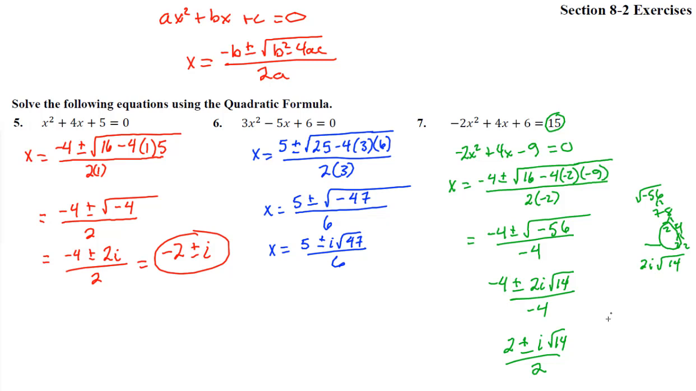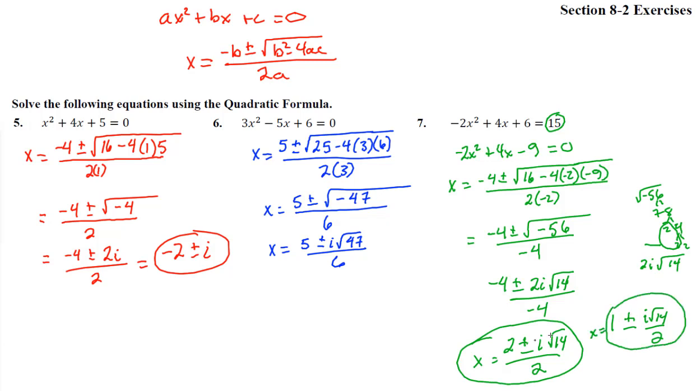And notice we could break this up into 2 over 2 plus or minus i square root of 14 over 2. Either one of these would have been sufficient and accurate ways of writing the answers. So double check that you understand that these two actually are the same, and that factoring a negative 2 just changed the plus to a minus and a minus to a plus, so we still get both of those answers. Great.